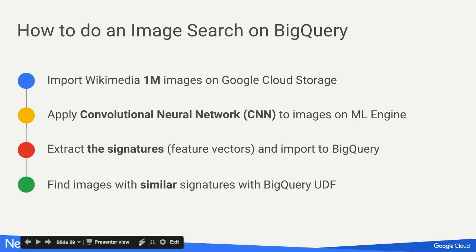So how do you do this? At first, we imported all 1 million images from Wikimedia into Google Cloud Storage. Then we used machine learning engine, ML engine, to train convolutional neural networks. This is a typical neural network design used for analyzing images. But usually, people use a CNN to get labels for images, such as is it a cat, is it a human face, is it a flower? Instead of getting labels, we are using the CNN to extract feature vectors that serve as signatures of all images. And by using BigQuery and UDF, you can do similarity search against images.